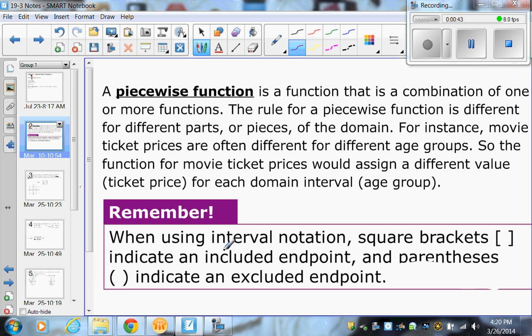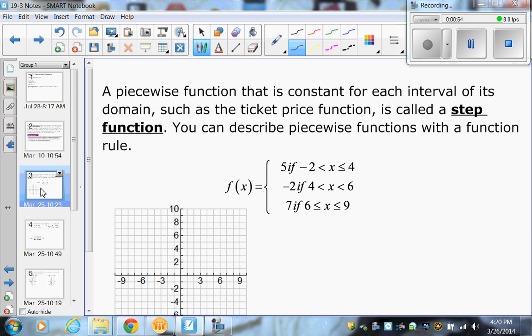Also remember that if we're using interval notation, the square brackets indicate that the point is included, and the parentheses indicate that it is not. A piecewise function that is constant for each interval of its domain, such as a ticket price function, is called a step function. You can describe piecewise functions with a function rule.